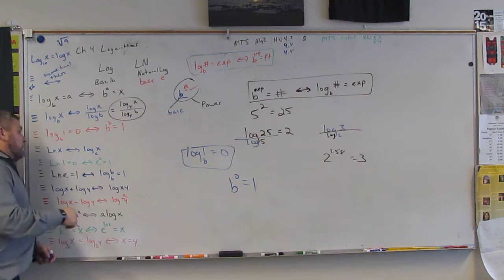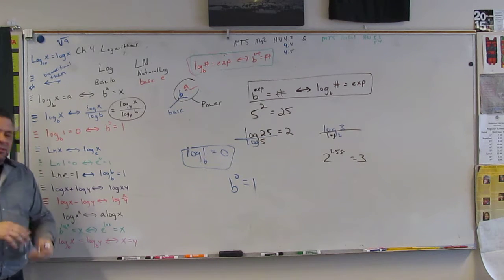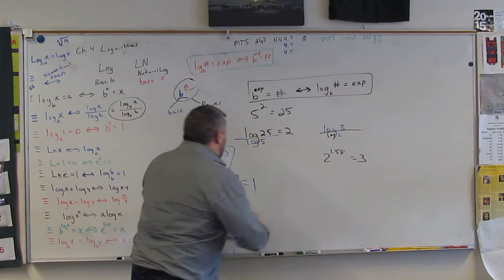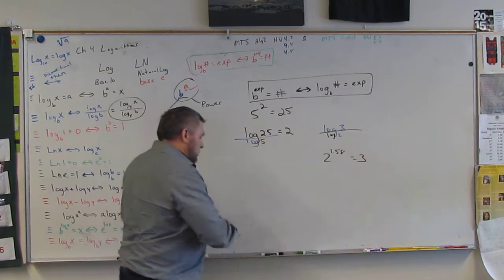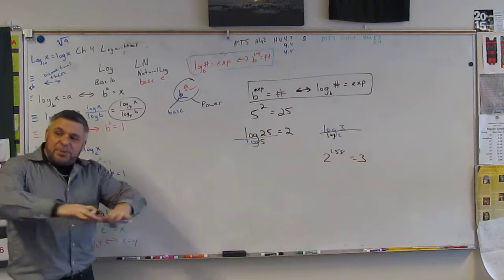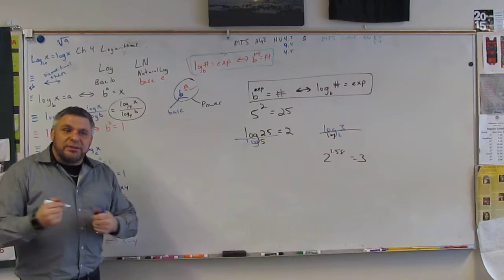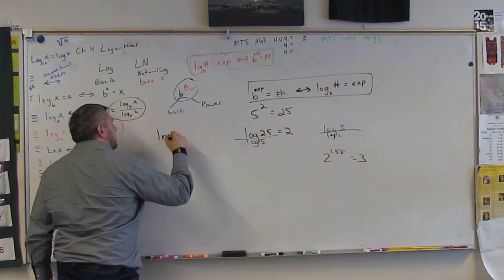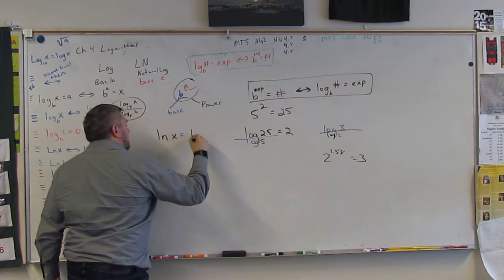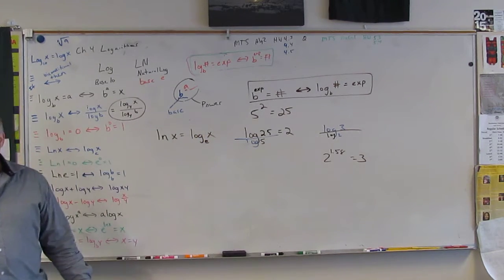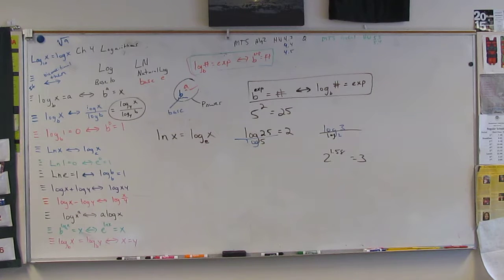Okay? Now with that said, we're going to get into logarithms, natural logarithms. Now natural logarithms are not base b. You can have any base in the world, right? But the natural logarithms are base e. Now e is a number that comes up in nature all the time.